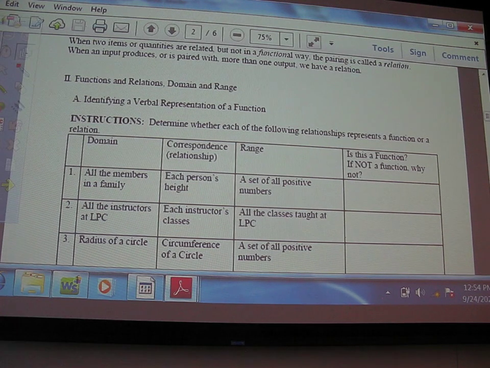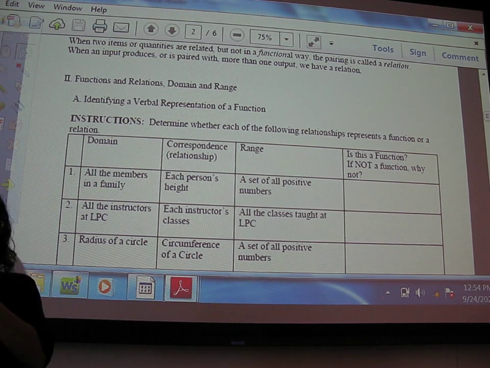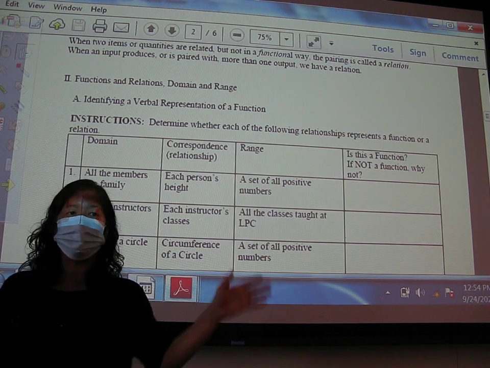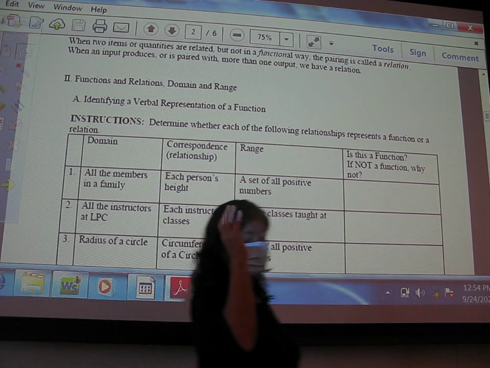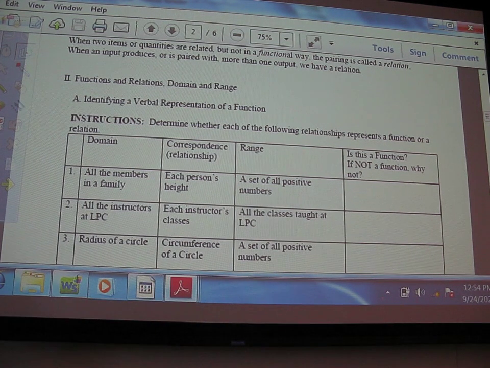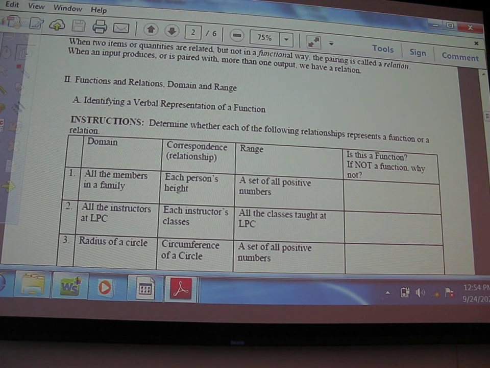When two items or quantities are related, but not in a functional way, it's called a relation. So when an input produces or is paired with more than one output, it's a relation. So either things are going to be a function, in other words, every input has only one output, or a relation where there could be an input that has more than one output. So we're going to take a look at some of these step by step.